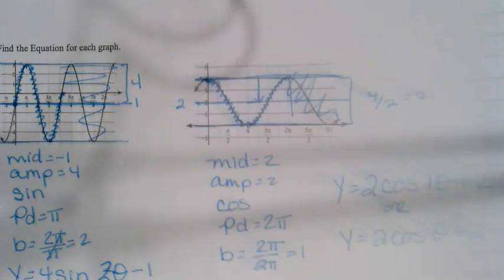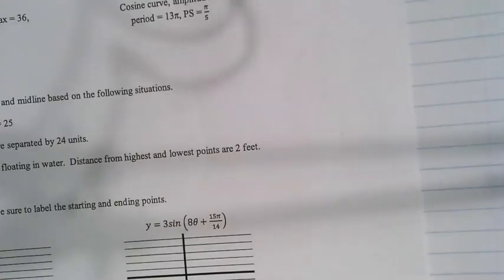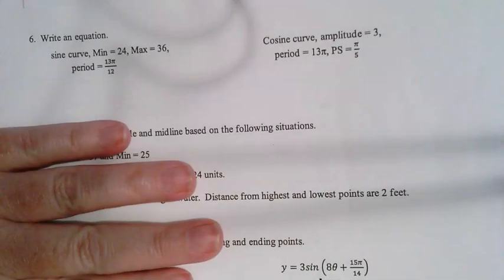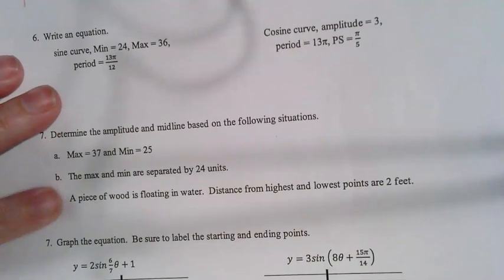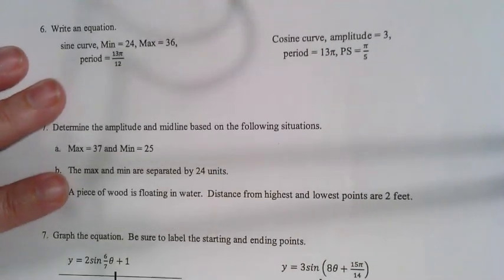Okay, so let's look at number 6. A little something different. Okay, we have a max and a min. So let's do this. Number 6. So we know it's sine. I'm going to do this. My min here, and I'm not going to be very exact. My min here's at 24. My max is here at 36. Okay. And I know my period here is 13 pi over 12.